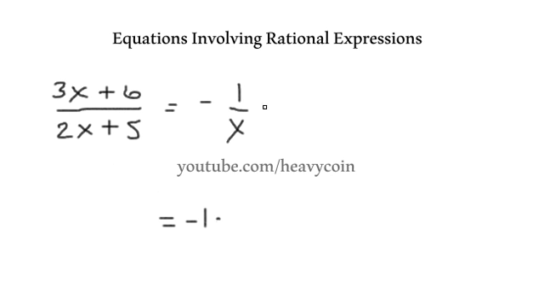So taking the 2x plus 5 over to the right hand side of the equal sign means that we're going to take it up diagonally. So this is going to be 2x plus 5, and bringing the x up, we have 3x plus 6.